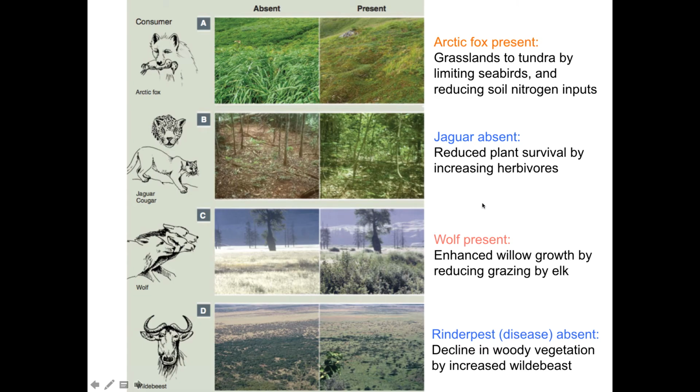Here's 4 more examples that show these trophic cascades. So this has got to do with a consumer, an Arctic fox. Where the Arctic fox is present, the grasslands turn back to tundra because the foxes limit the number of seabirds and reduce the soil nitrogen inputs. So when you have the Arctic fox, that environment looks like this, and when they're absent, you have more seabirds, a higher level of nutrient, and the ecosystem changes to more of a grassland.